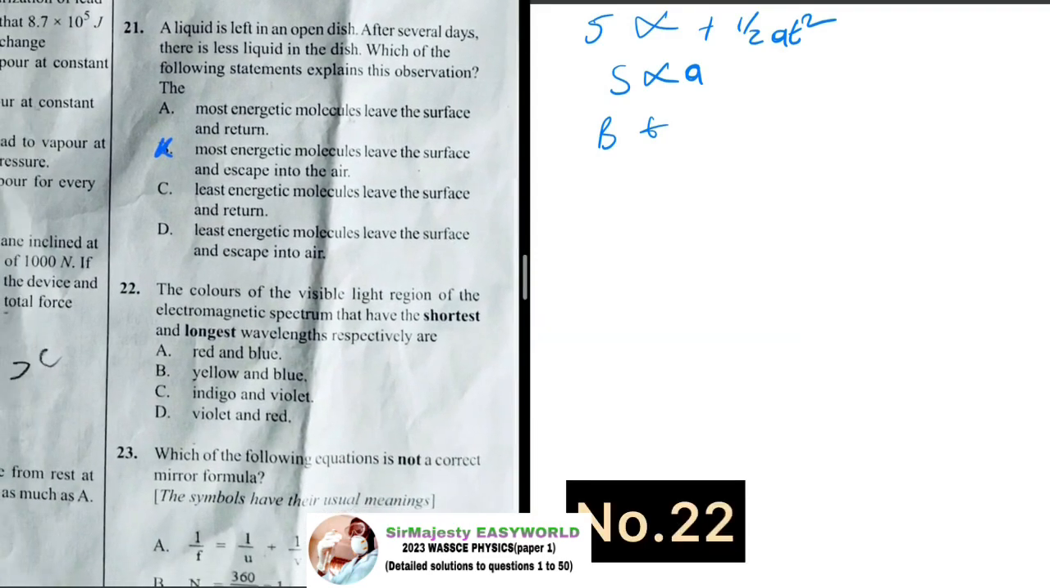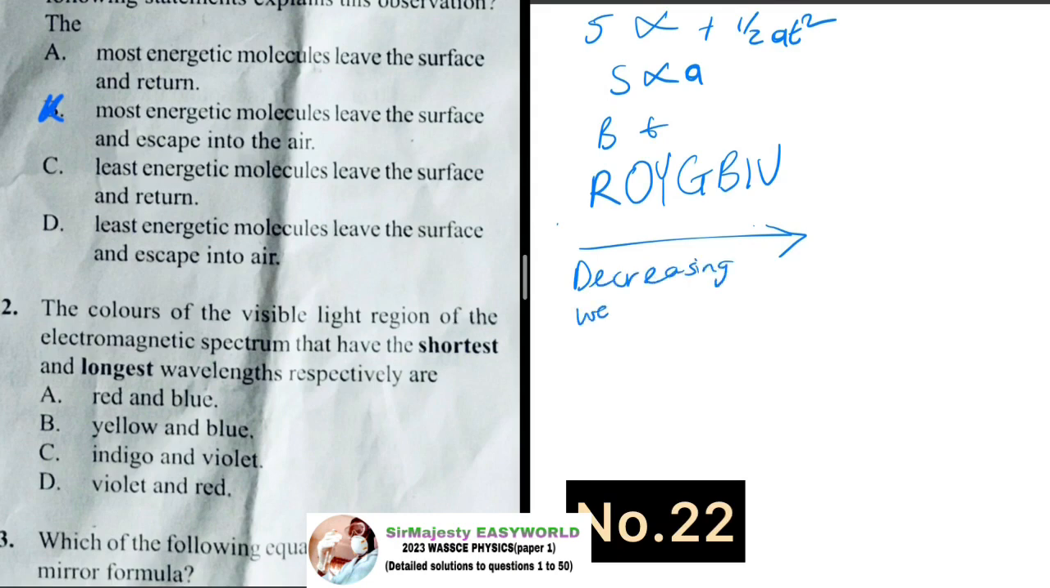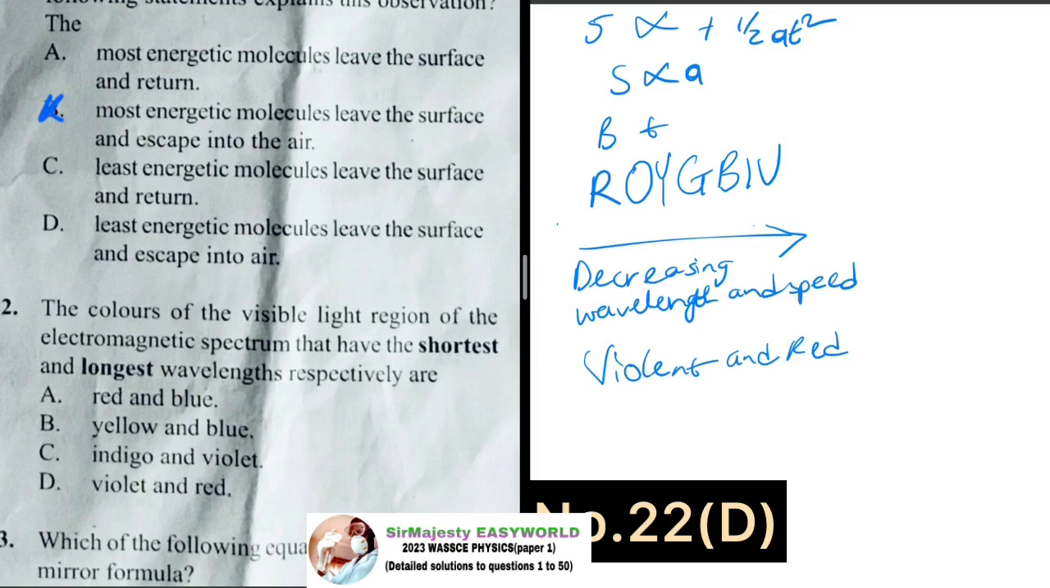So the next question is, the colors of the visible light region of the electromagnetic spectrum that have the highest speed and shortest wavelength respectively are. So based on the arrangement of wavelength and speed, ROYGBIV, this is based on decreasing order of wavelength and speed. So the shortest wavelength here is violet, while the longest one here is red. So the correct answer to this question is D.